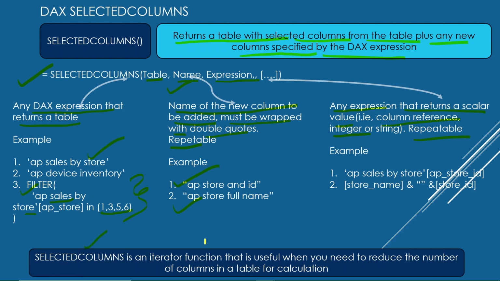SELECTCOLUMNS is a function that is used when we need to reduce the number of columns in a table for calculation. So when there is a requirement that we want to use very limited columns for processing or for calculation purposes, with the help of this function, we can reduce the number of columns which will participate in a calculation.